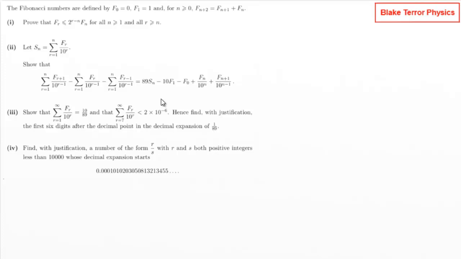Hello, this is question 3 from the STEP 2 paper from 2022. Fibonacci numbers defined by F0 is 0, F1 is 1, and then the usual way of constructing the Fibonacci sequence. Just glancing at this, I don't think I'd pick this question if I was doing it in the actual exam.